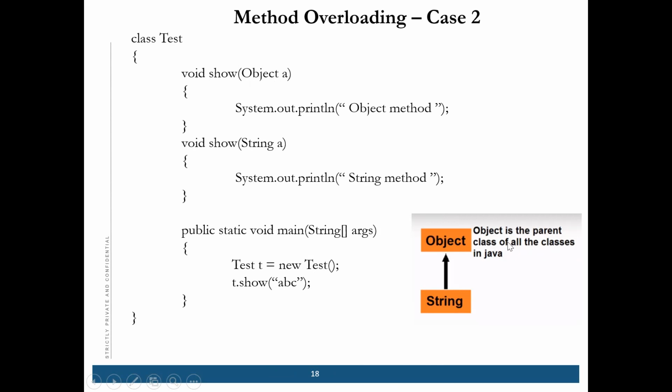Object is the parent for all the classes in Java. This is the main thing. If something is a direct match, like ABC is a string and a string value is available, then it will go for the string method.